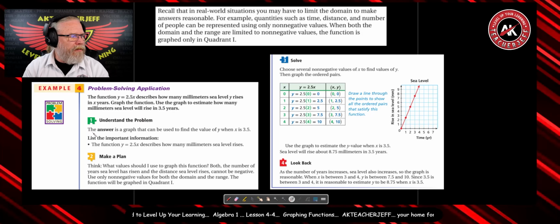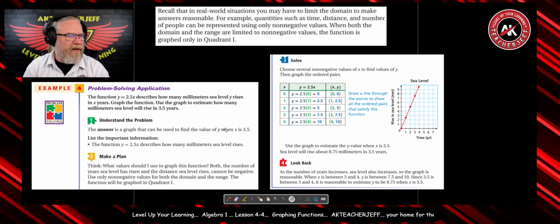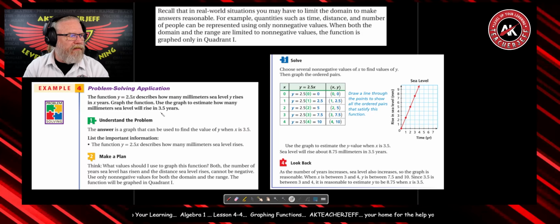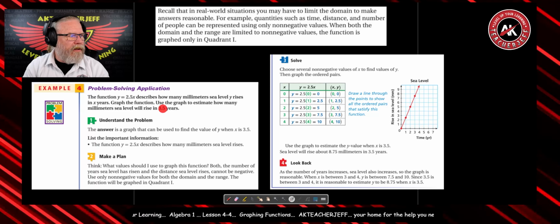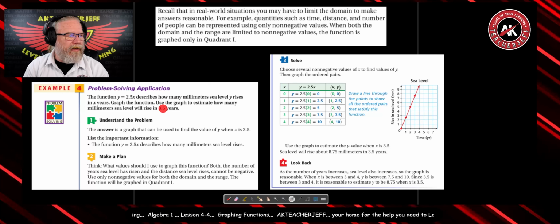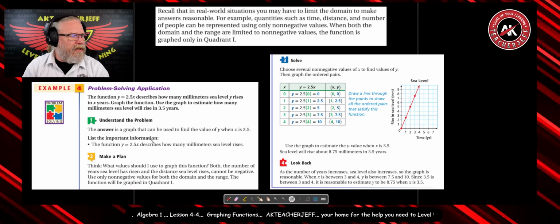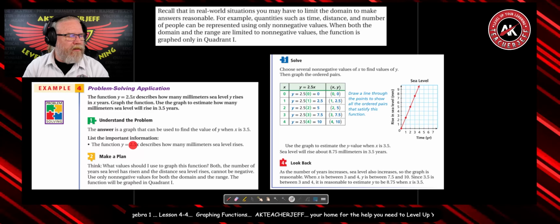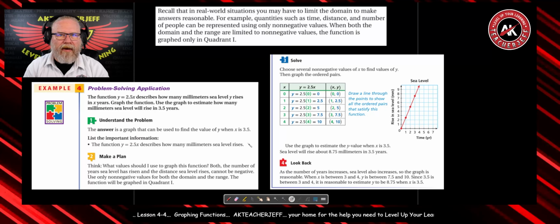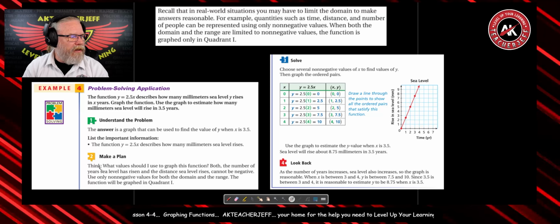So understand the problem. The answer is a graph that can be used to find the value of y when x is 3.5. That is 3.5 years. We get that number from the question of how high will the water rise in 3.5 years. List the important information. The function y equals 2.5x describes how many millimeters that the sea level rises. Let's make a plan.